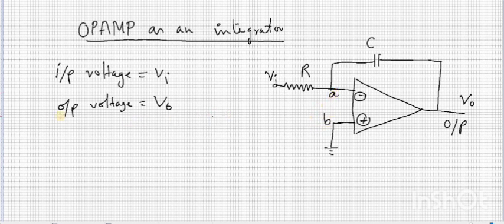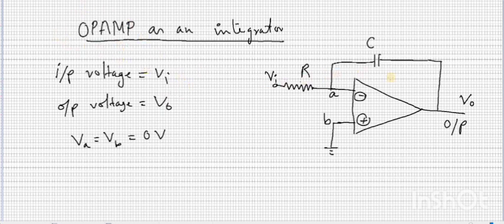By the concept of the virtual ground, we already know that Va is equal to Vb is equal to 0, because the non-inverting terminal is grounded. So this potential is basically 0. By the concept of virtual ground, the potential at this point is equal to the potential at this point, so it's 0 for both.